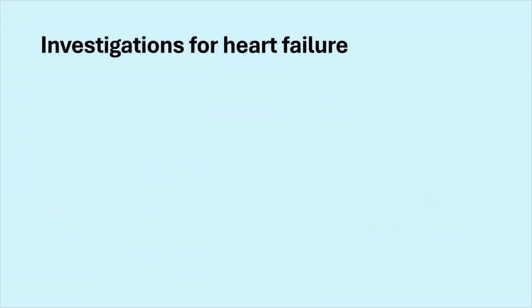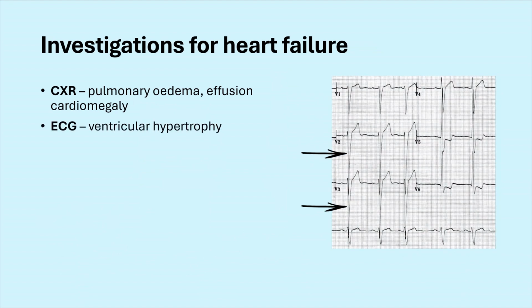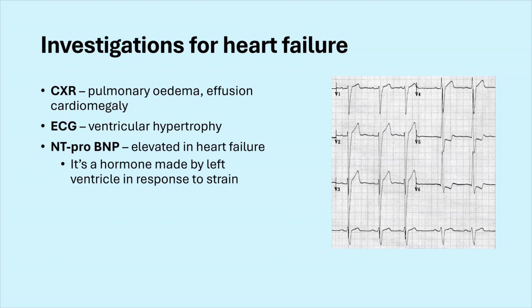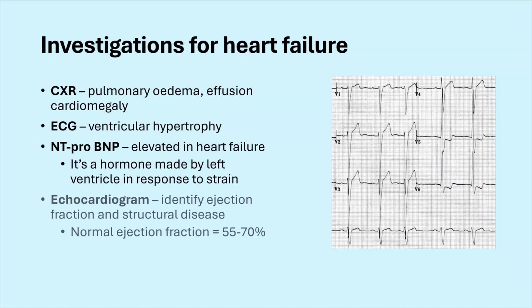When investigating heart failure, we typically use a combination of tests. A chest x-ray helps identify fluid in the lungs, called pulmonary edema, or enlarged heart. An ECG can show signs of ventricular hypertrophy, indicating a thickened heart muscle. The NT-proBNP blood test is crucial, as this hormone is elevated in heart failure due to strain on the left ventricle. Finally, an echocardiogram is essential for assessing the heart's function, particularly the ejection fraction, and identifying any structural abnormalities.